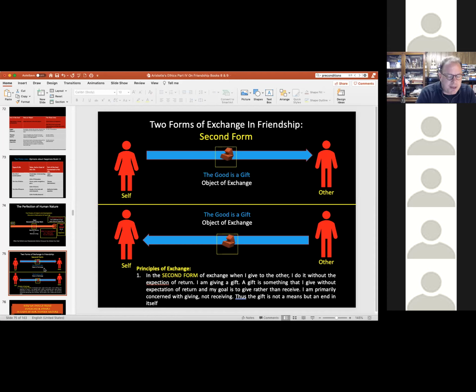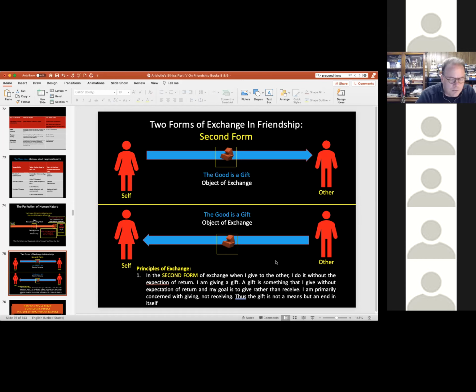Complete friendship has a different approach: the two people approach the relationship differently in terms of their intentions. And I'm just going to read this here. In this second form, and this form deals with complete friendship, in this second form of exchange, I give to the other person, and I do it without the expectation of return. I'm giving a gift.